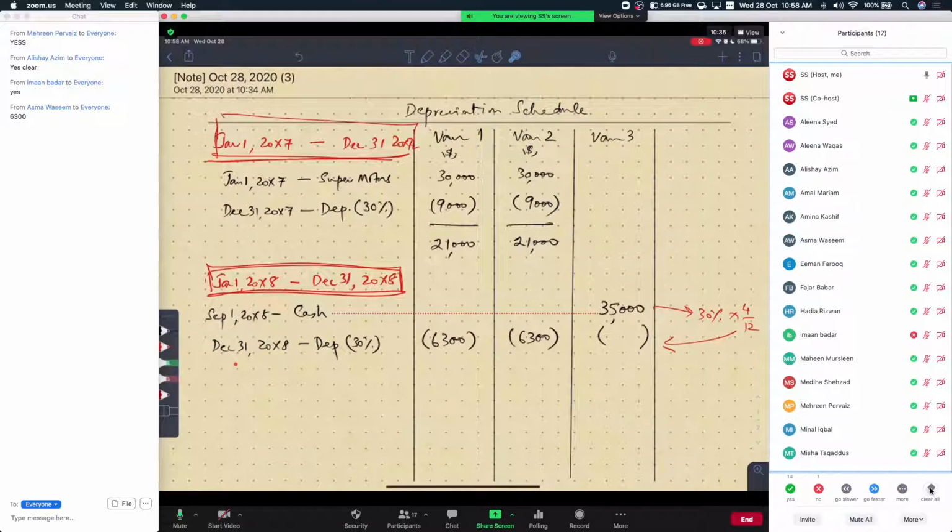So if you start counting these months, since it is September 1st, you will count September as well. Then September, October, November and December. These are 4 months. So we will calculate the 30% depreciation rate as usual, as we normally do for other vans. But for this particular van, we will have to trim it down to just 4 months out of 12 months, because this van was only used for 4 months. So that is how we calculate depreciation for the third van. Do we understand, Iman?